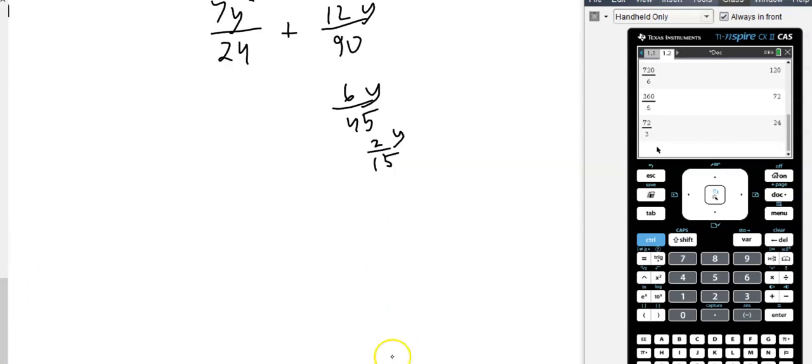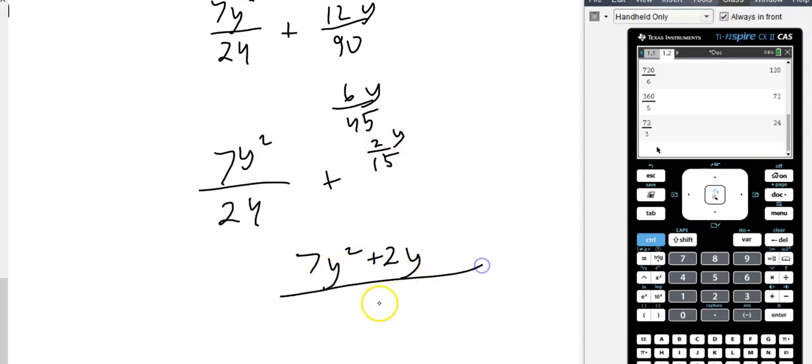So I think we have 7y squared over 24, sorry, it looks weird, plus 2y over 15. So 7y squared plus 2y all over... oh no, we can't add those together. So you could keep those separate if you needed to.